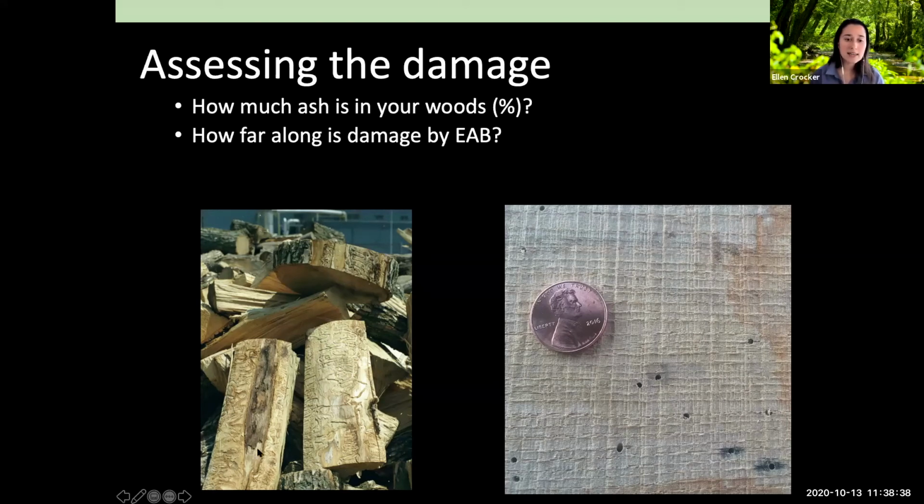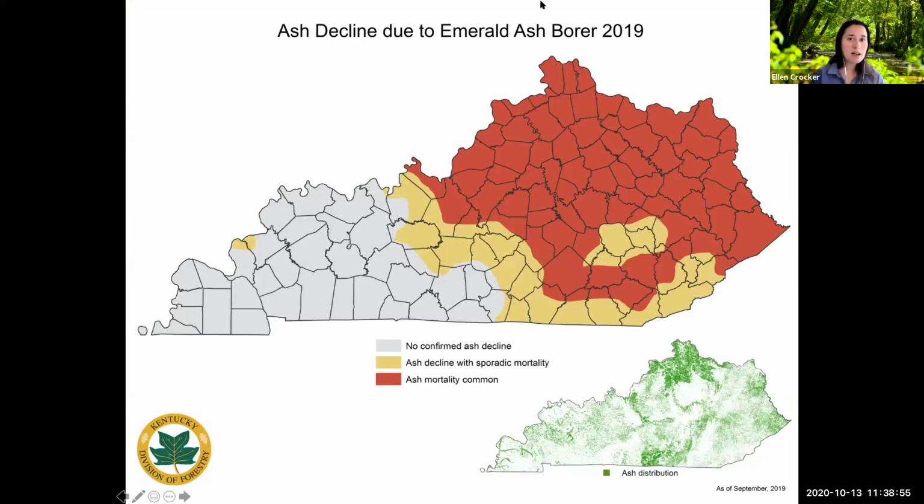Not to say that trees that are killed by the emerald ash borer can't make great firewood as well, and people do enjoy using those for their personal use or selling locally, but its value otherwise will nosedive as soon as it starts to be impacted by the emerald ash borer. So here's a map of ash decline in Kentucky.